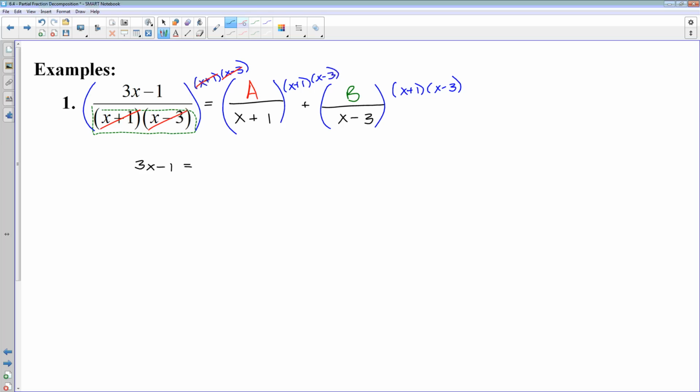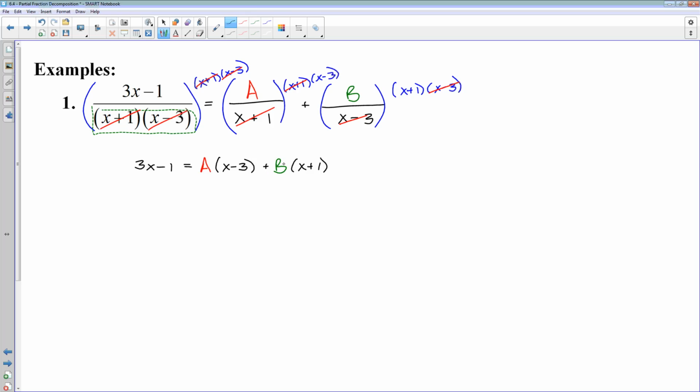Then on the right side, for this fraction, the x plus 1's cancel, leaving me with A times x minus 3. And then we have B, and on this one the x minus 3 cancels, so it'll be B times the x plus 1 remaining. Good? All right, so at this point, there are two different ways you can continue solving.